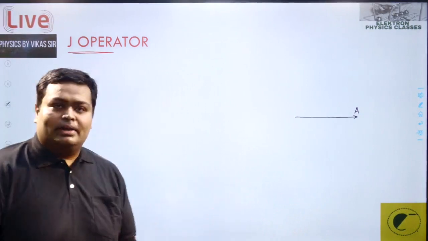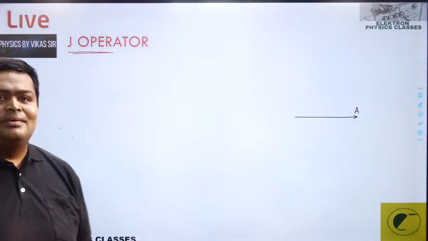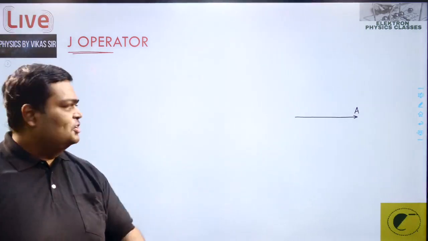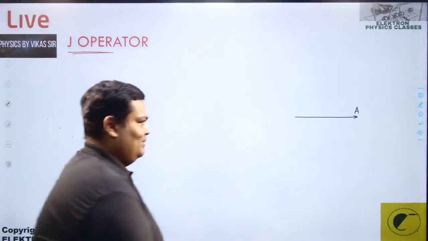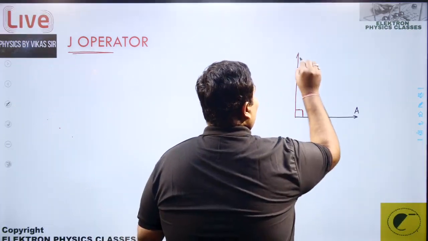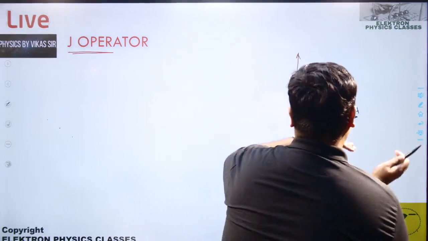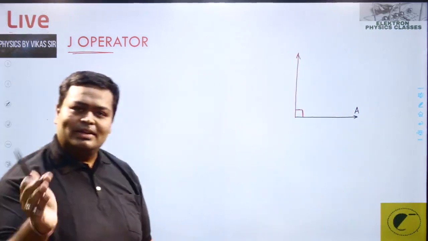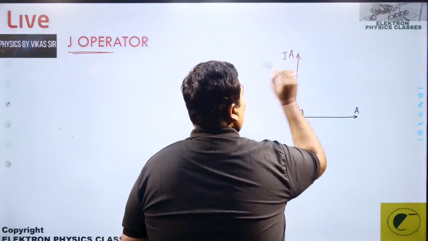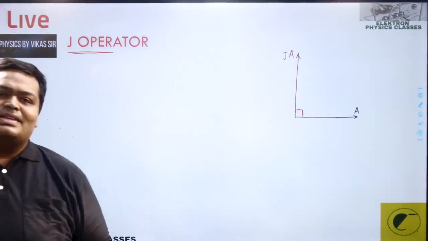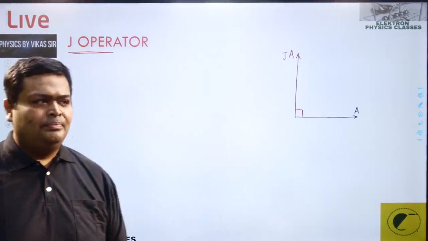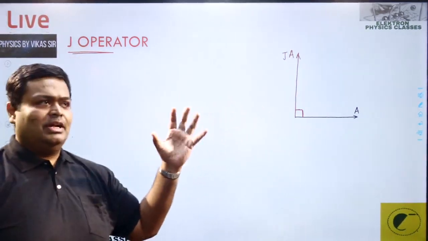So you give a command. J times A. How much? J times A. And so what happened? The phase of this increased by how much? 90. And that is what a J operator is. What does it do? It basically increases the phase by 90. So it becomes a leading phase.